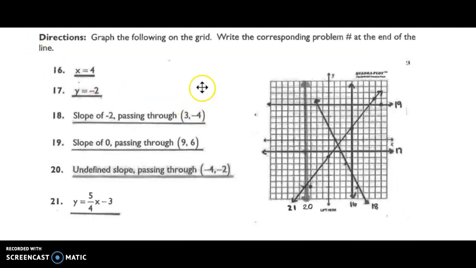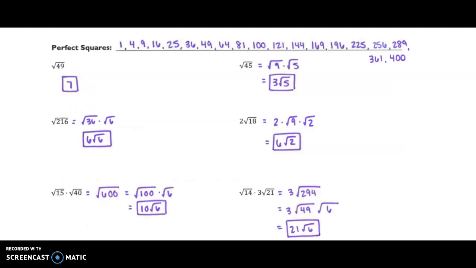And then here, what I wanted to highlight was numbers 16 and 17. All right, x equals 4 is a vertical line. When it's x equals, it's a vertical line, and so that means you go 4 to the right on the x-axis, and it's a vertical line through that 4. And then y equals negative 2 means you go down 2 from 0, 0, and it's a horizontal line. Okay, so x equals is a vertical line, and y equals is a horizontal line.